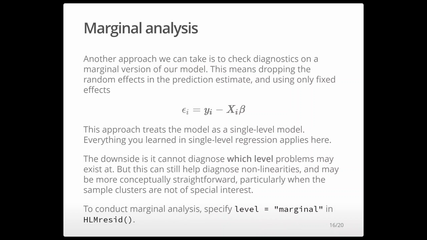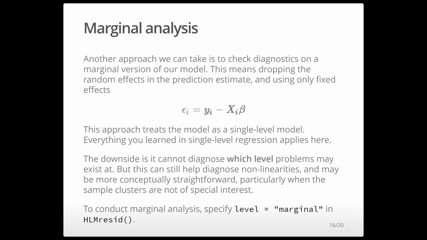One other thing we can do is called marginal analysis. And so marginal analysis essentially drops the random effects from the prediction. So it only uses fixed effects for prediction and then checks the residual between the fixed effects predicted value and the observed value. So essentially this is treating the model as a single level model, and everything you learned in single level regression applies here.